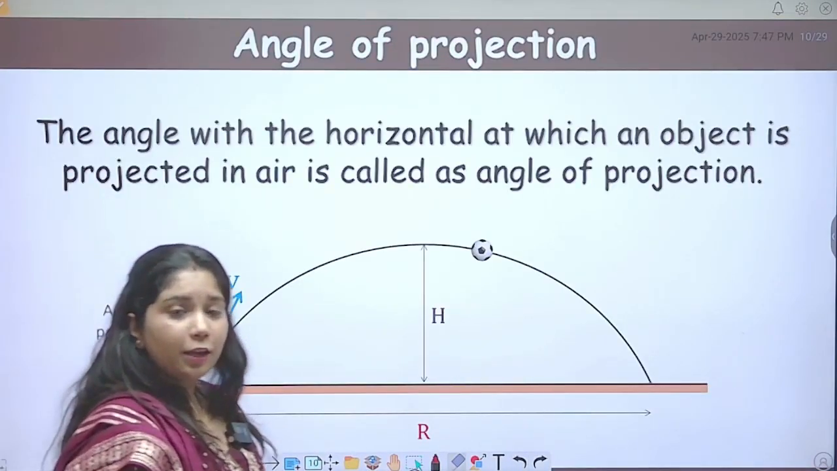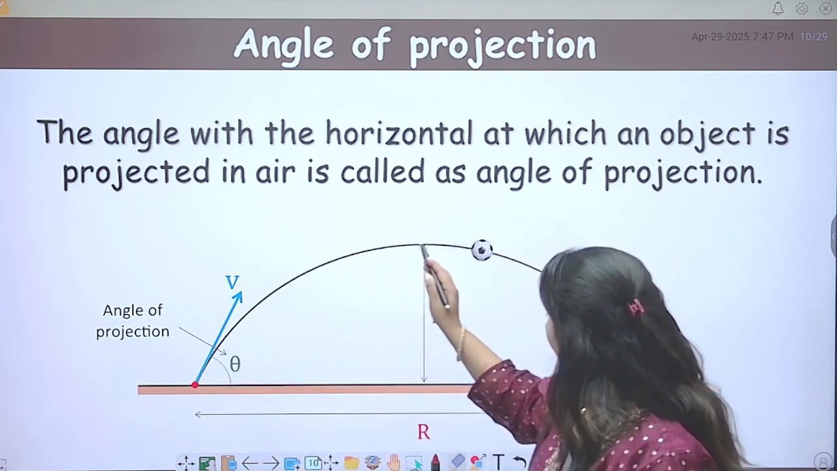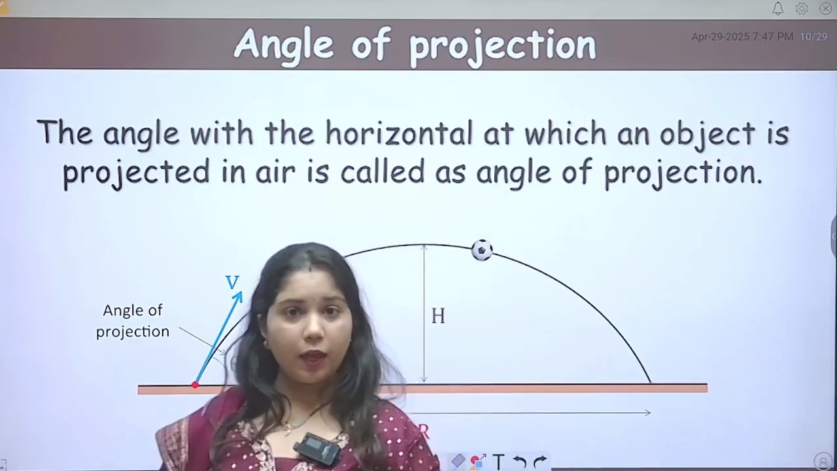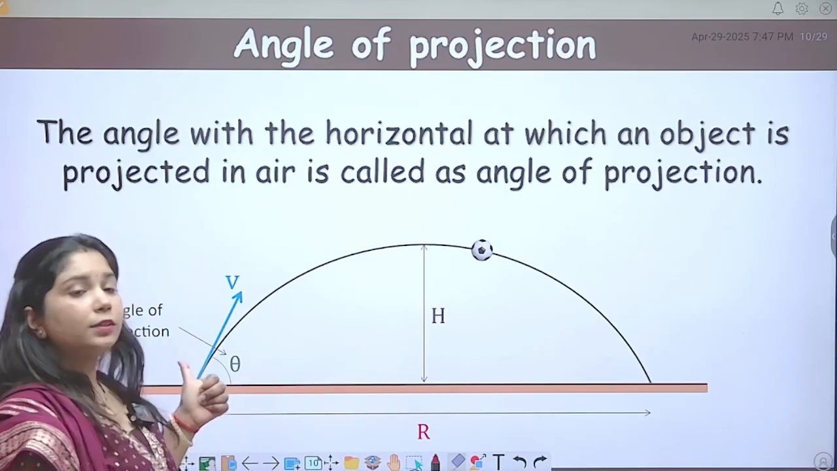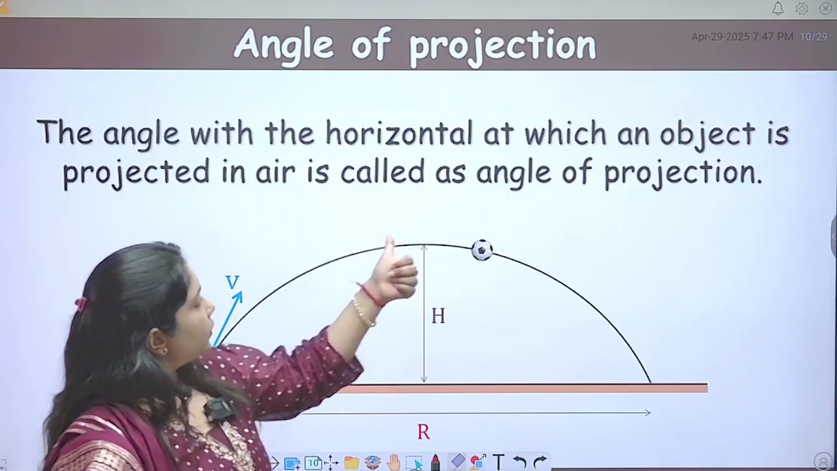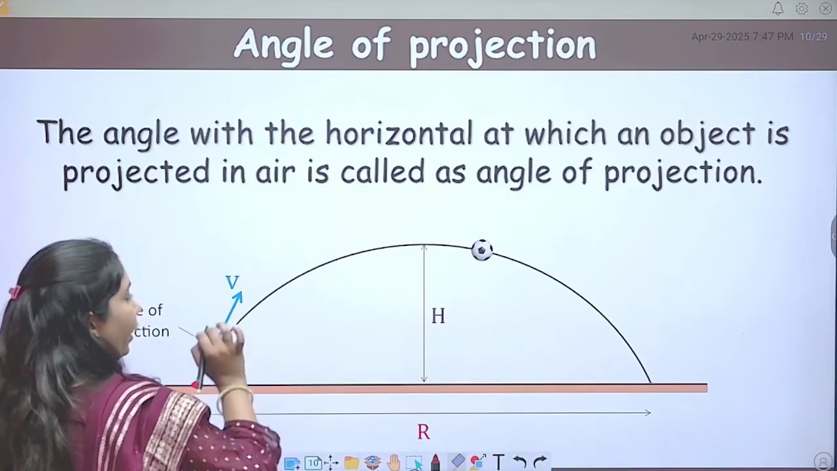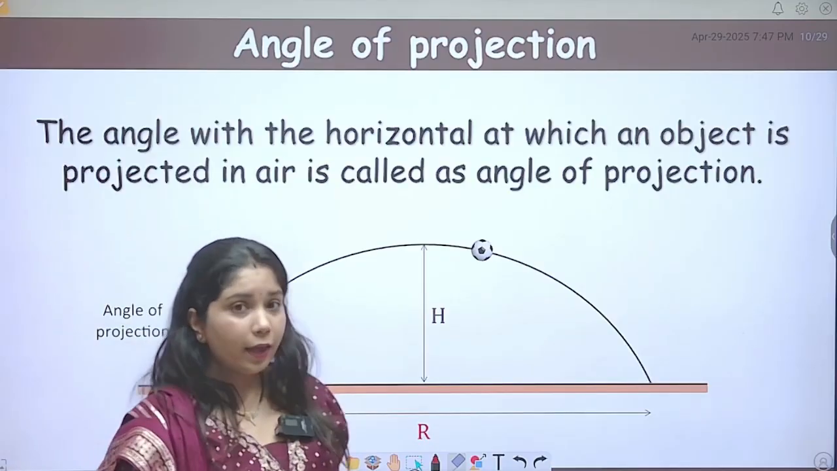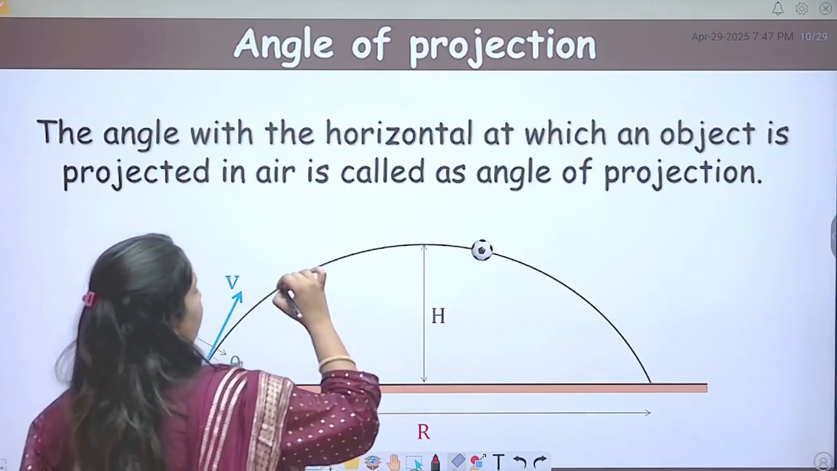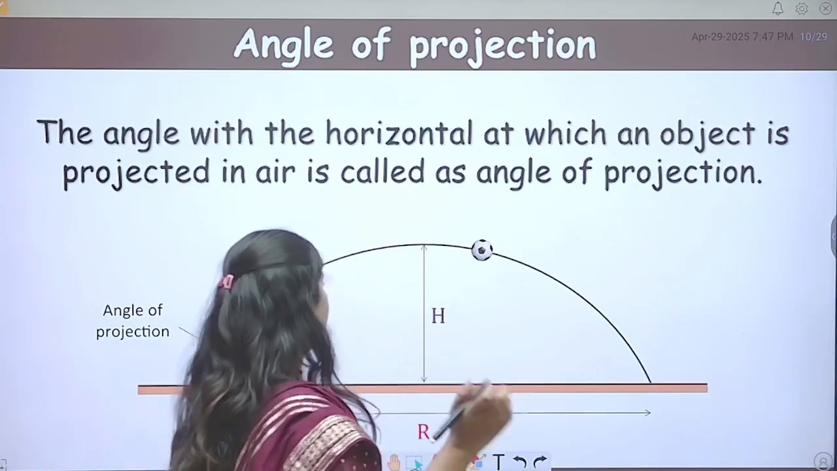Now, angle of projection. See, the angle of the projectile changes during the motion. Whatever the angle is at the initial position will not be the same throughout the projectile motion. The angle will be different. Why? If I want to find why the angle changes, let's understand.